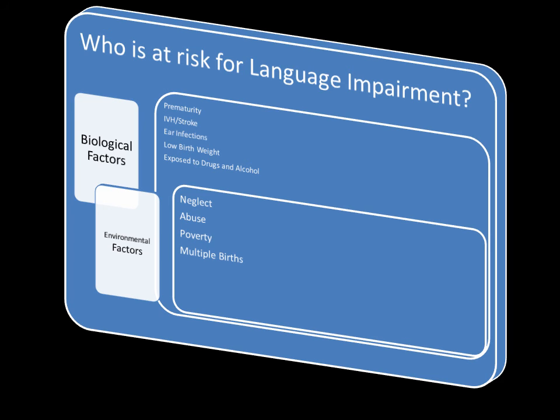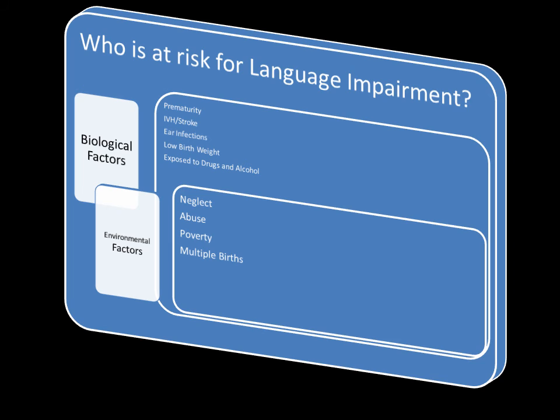Some environmental factors, such as neglect and abuse, impact language development. For example, if children have not been spoken to or have not been cared for adequately, their language can be delayed. Socioeconomic status or poverty can impact language development. They may not be getting enough sleep or adequate nutrition. Their lifestyle may not be adequate. They may just be sitting in front of the TV, or they may not have access to books.